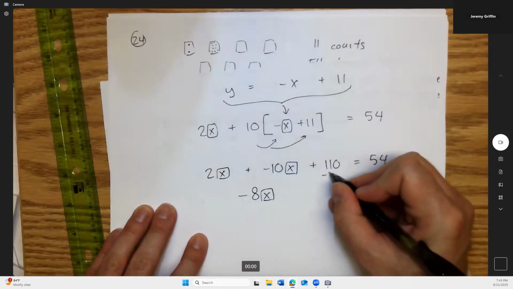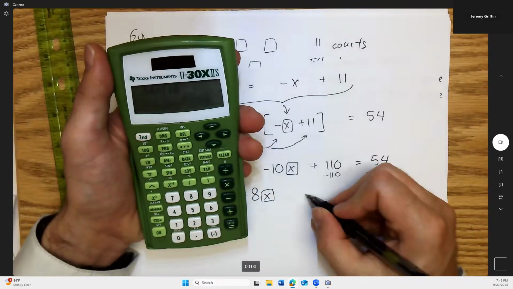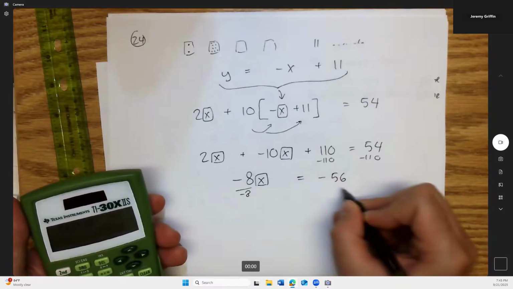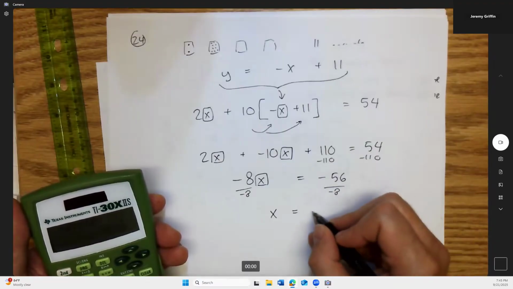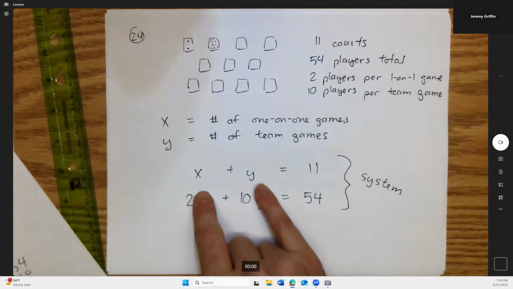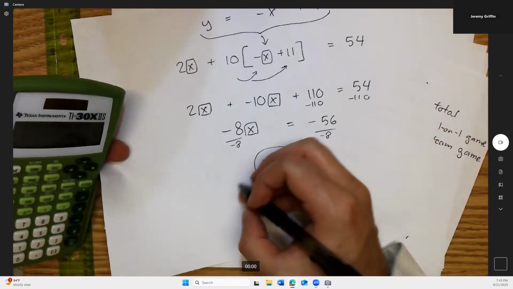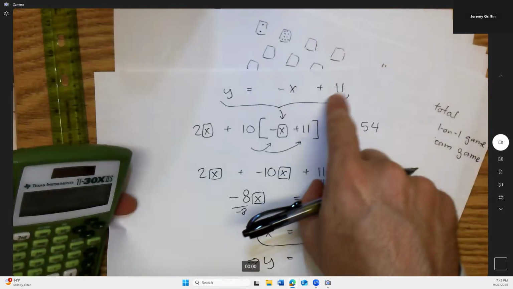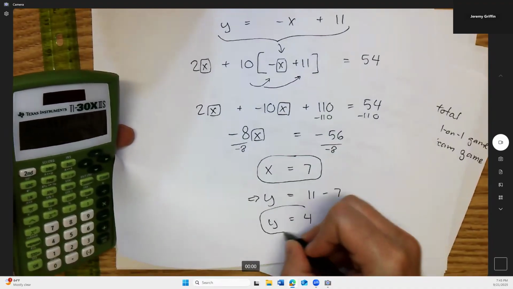So -8x. I'll go ahead and subtract off 110. What's 54 minus 110? Equals -56. Both sides are negative. Divide both sides by -8. I'm getting a whole number of games being played that are one-on-one, which should be 7. Since I know that the number of courts being used is 11, and 7 is the number of one-on-one games, 11 minus 7, so y equals 4. So there are 4 courts being used for team games.